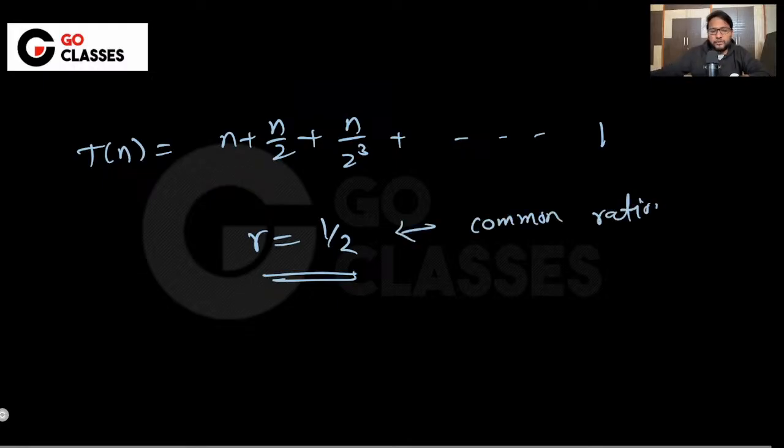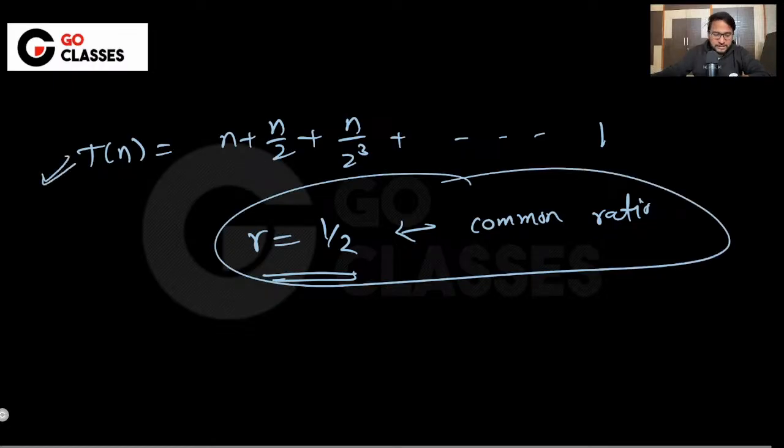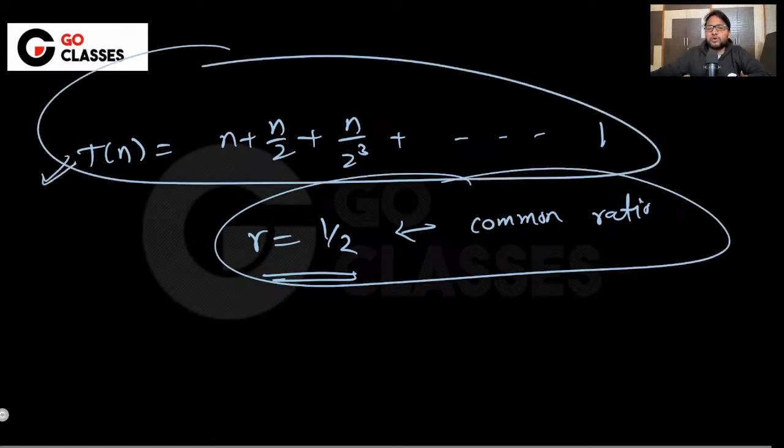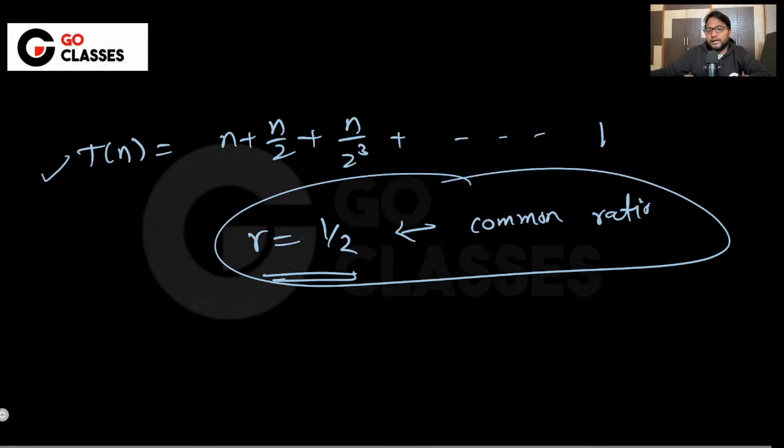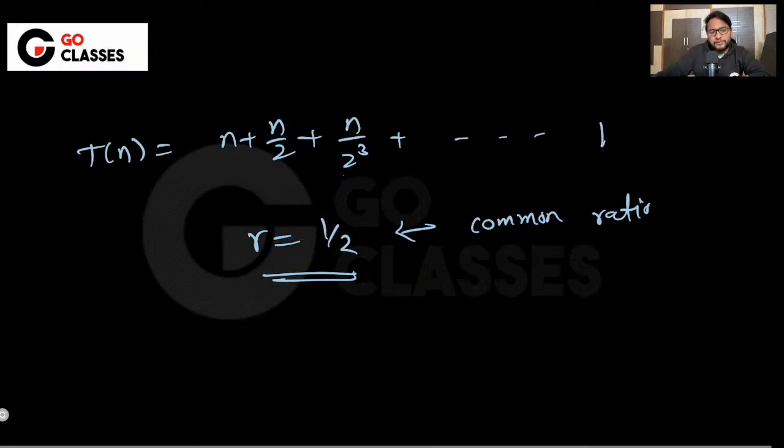Now you just see here one thing. If the common ratio is 1 by 2, isn't it a GP? Yes, this is a GP. Then is it an increasing GP or a decreasing GP? It is a decreasing GP, right? If it is a decreasing GP, in that case, you will say the answer, in the asymptotic sense, is just the first term. The first term will always dominate.